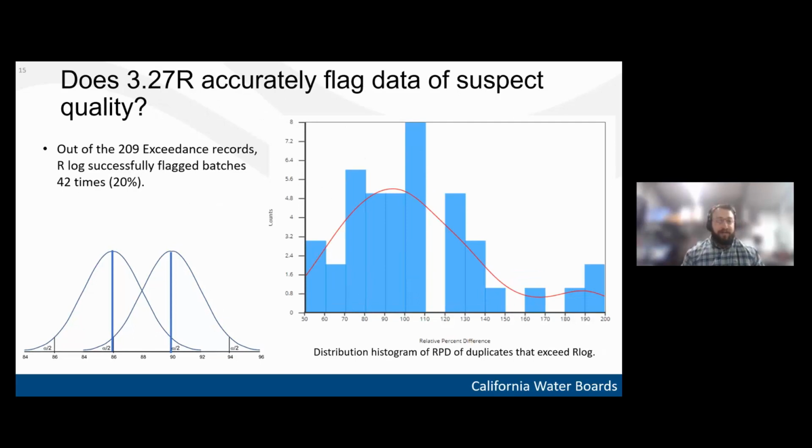Now we tried to apply the R log. R log is again what we've been using for a little over a decade, and we tried to apply this R log metric to all this data. What we found is that R log is only successfully flagging batches about 20% of the time that they exceed. So that didn't give us very much confidence, and it only starts to flag batches at RPD about 50%, with a mean of around 90 to 100% RPD.